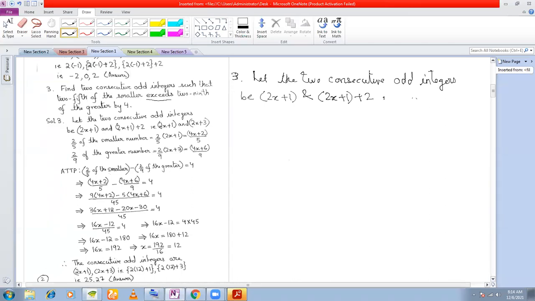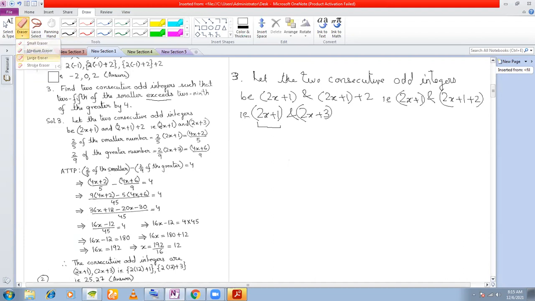You add 2 to the first one, you get the second consecutive integer. So the first one is 2x plus 1 and the second one is 2x plus 1 plus 2, which is 2x plus 3. That is, 2x plus 1 and 2x plus 3. These two are the integers. Which one is the smaller one? This is the smaller one, 2x plus 1.